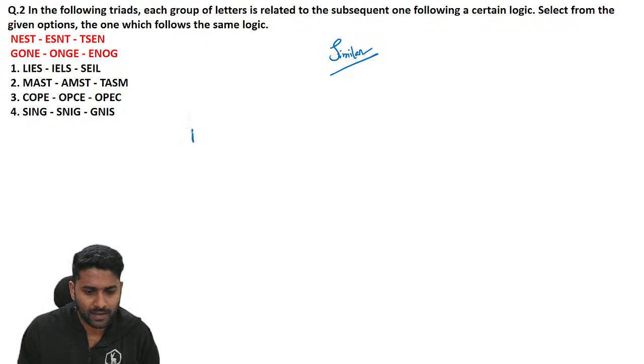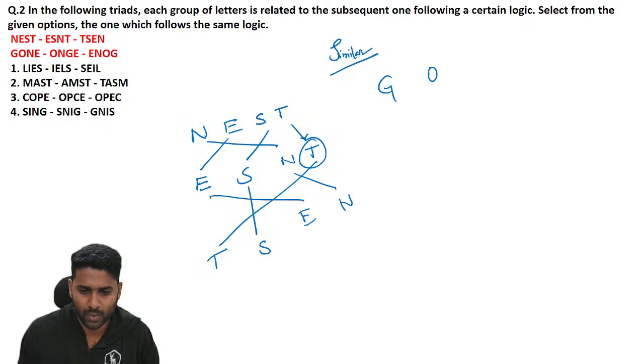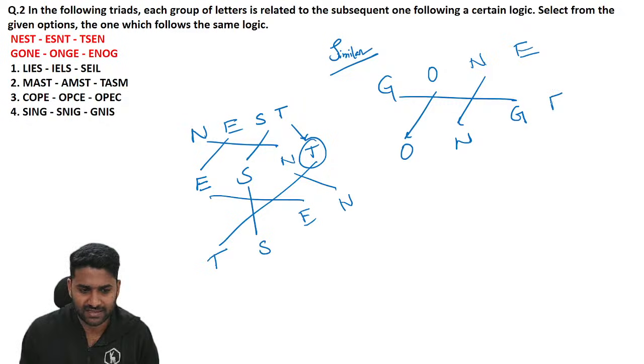Now see, N, E, S, T. They are represented as E, then S, then N, then T. So the last letter's position is the same. After that, again see, this starts with a T, then S, then E, then N. In the same way, G, O, N, E follows the same rule. See, the first one must be O, the next letter is N, then G, and the last letter is E. Same logic, 1 and 2 follow the same logic.